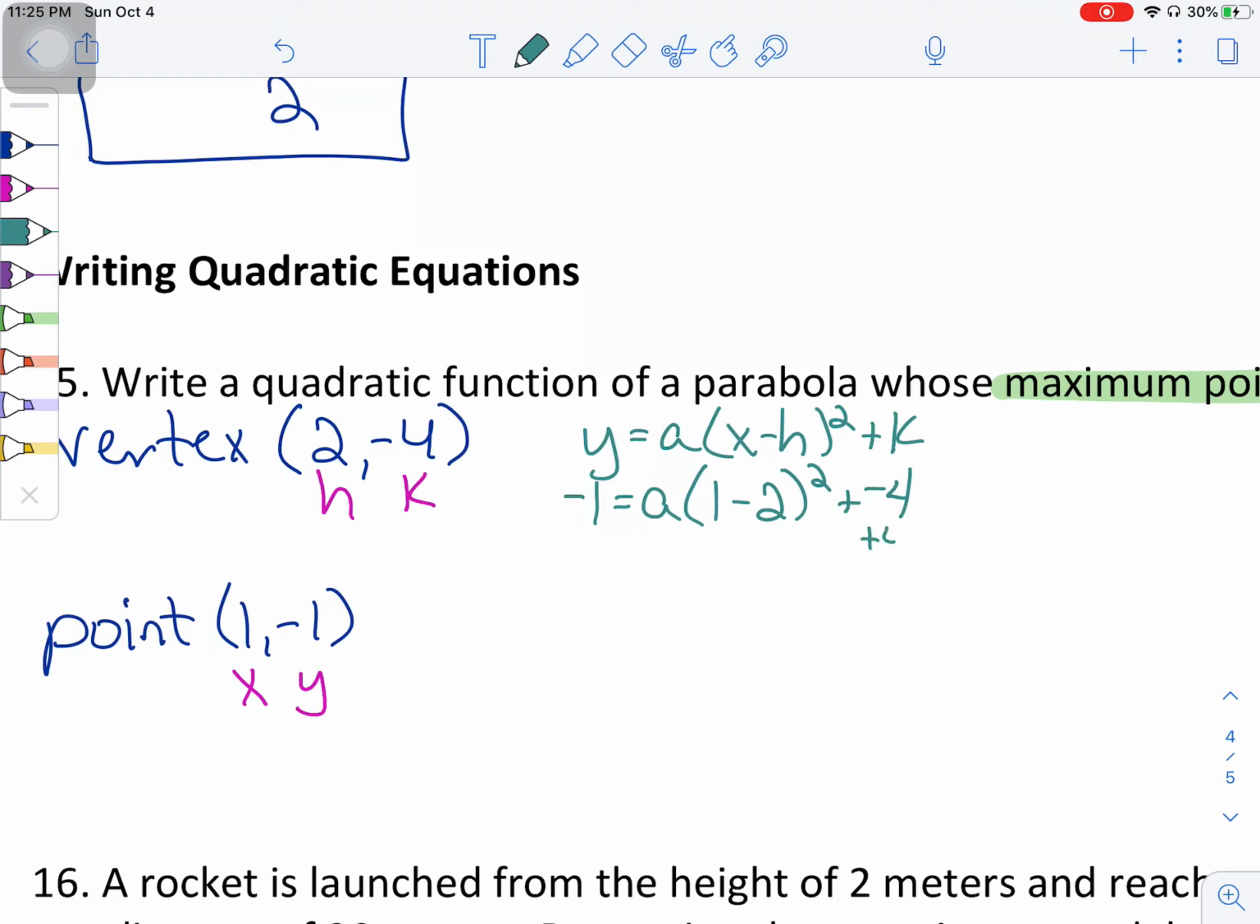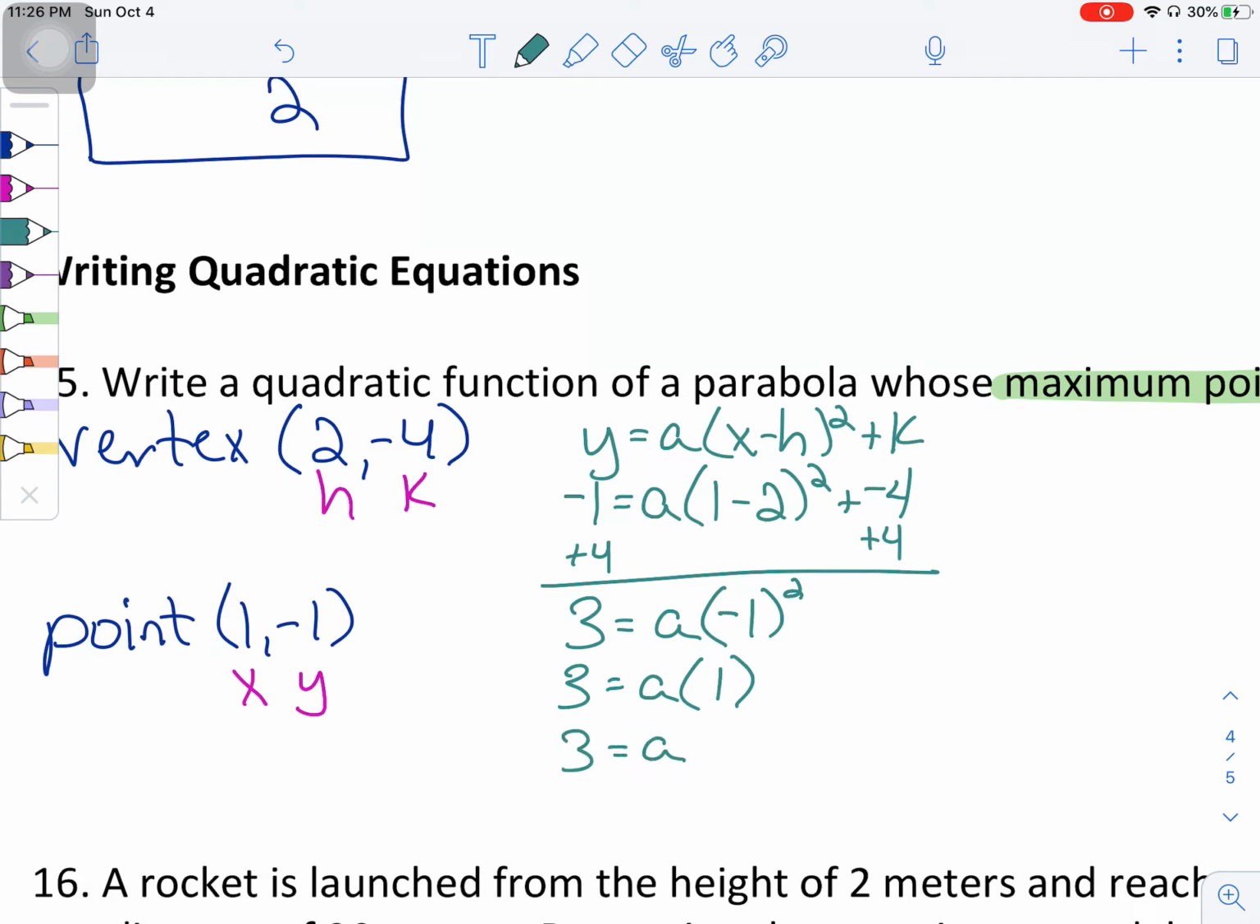So I'm going to add 4 to both sides. So that's going to be 3 is equal to a, and then in the parentheses, 1 minus 2 is -1. So let's go ahead and simplify that. -1 squared is just, well, 1. And then if I take a times 1, that's just a, right? Multiplying by 1 doesn't change anything.